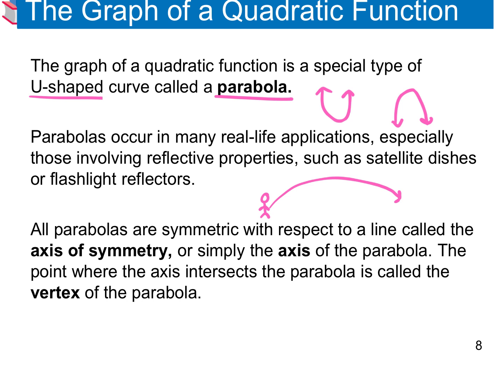So all parabolas are symmetric with respect to a line called the axis of symmetry. So the axis of symmetry cuts our parabola right down the middle into two symmetric pieces. And the axis of symmetry is a line. It's a vertical line, so it is always x equals.